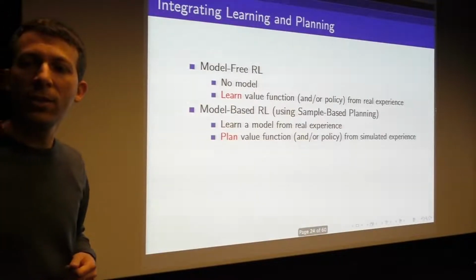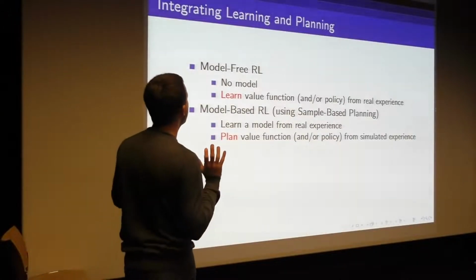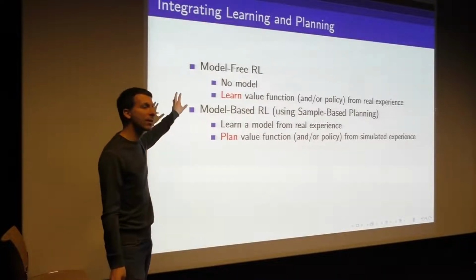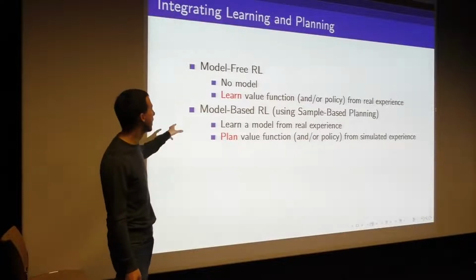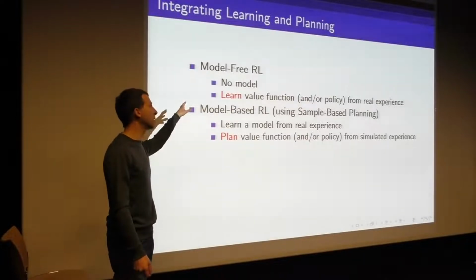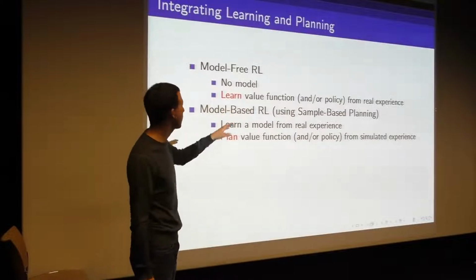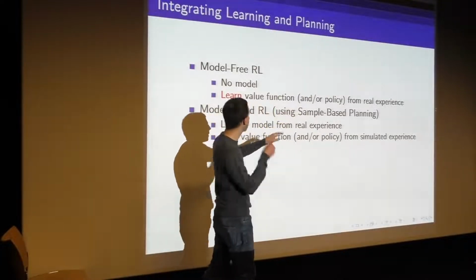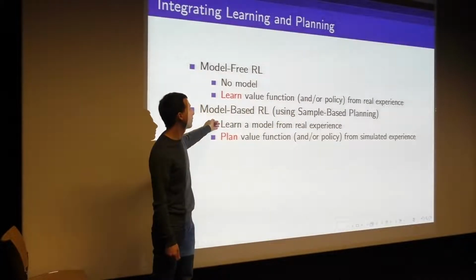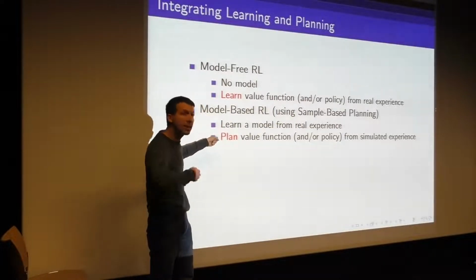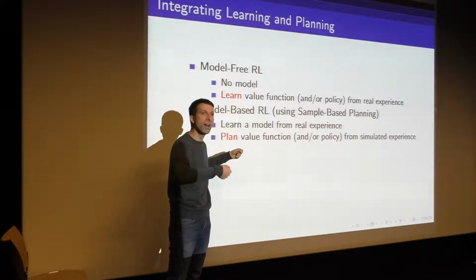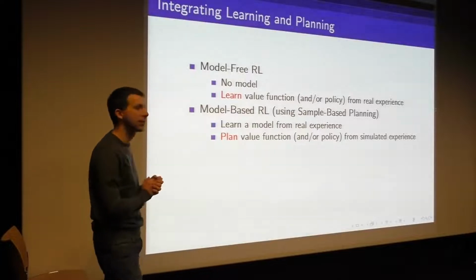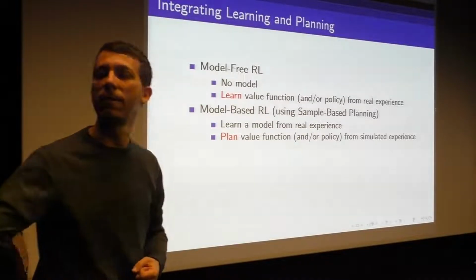Okay, so we're going to talk about how to integrate learning and planning together. The first slide of the introduction started off with this taxonomy again. Model-free RL: there's no model, and we learn the value function or policy from real experience. Model-based RL, where we're considering sample-based planning as an example: we learn a model from real experience, and we plan by simulating experience from that model, interacting with that stream of imagined experience and learning from it. So what if we combine these together?